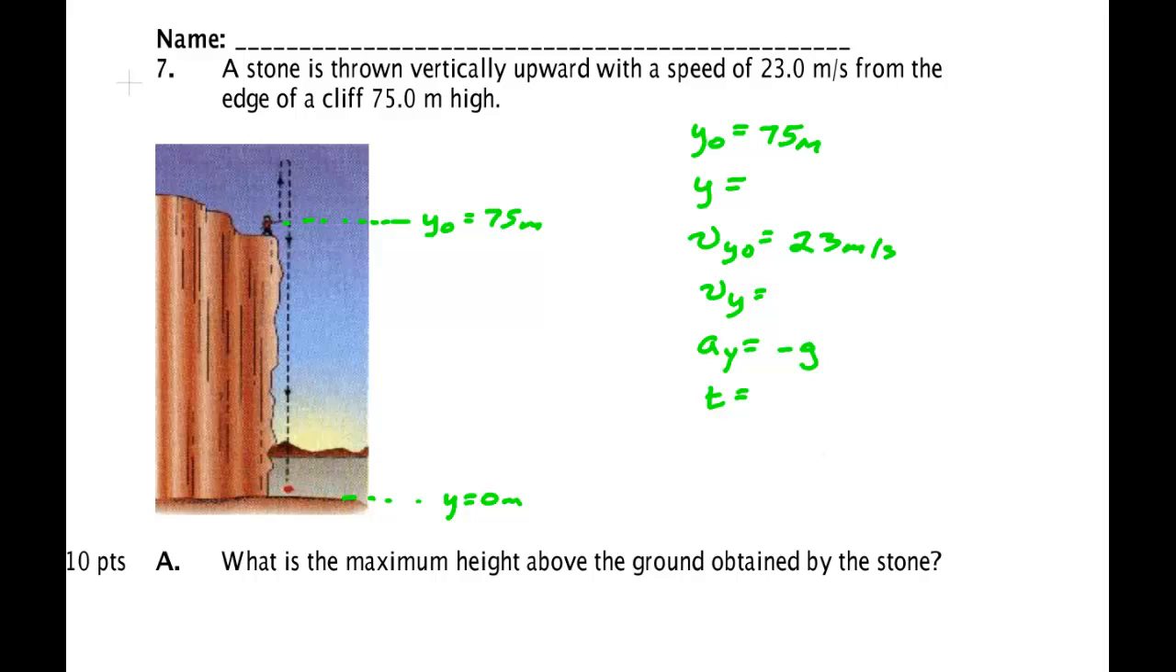So the first problem asked me to do what's the maximum height above the ground obtained by the stone. So in this case, Vy, the final, is going to be 0 meters per second. This is for part A. It may be different in other parts of the problem. I do not know the time, and I do not know the height. I'm looking for y. So let's solve the problem.